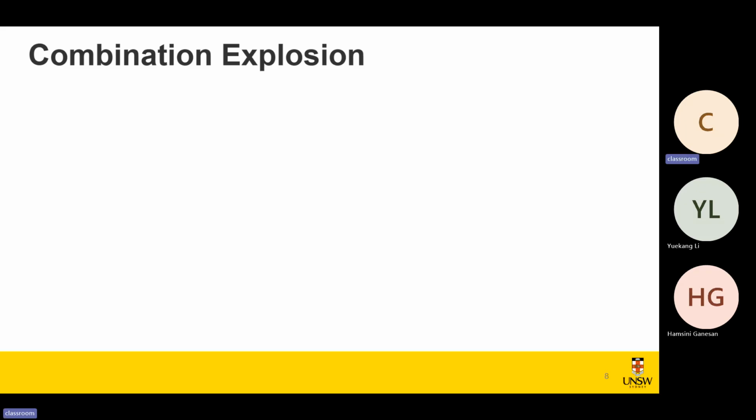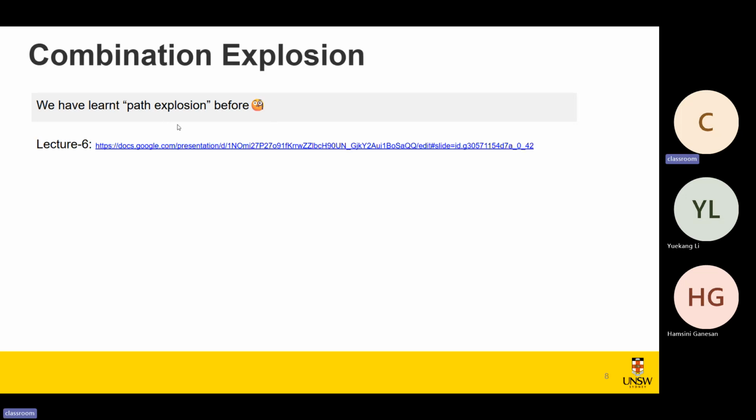I hope you can remember it. Actually, we have learned path explosion before, right? So when we are trying to explore different execution paths of the program, we can extract them from the control flow graph, right? And whenever we have loops, whenever we have branches, we could have the problem of path explosion. We could have too many paths for us to deal with when we are doing testing.